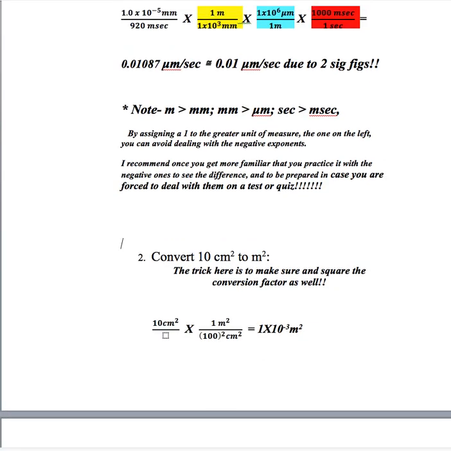So here we have something in which we are going from centimeters squared to meters squared. The trick here is this little portion right there. Whenever you have a conversion of a square centimeter to a square meter, you also have to square the conversion factor. Normally, if it was just centimeters to meters, it would be 100 to 1. But because it's centimeters squared, we have to account for both dimensions, and we get 100 squared.